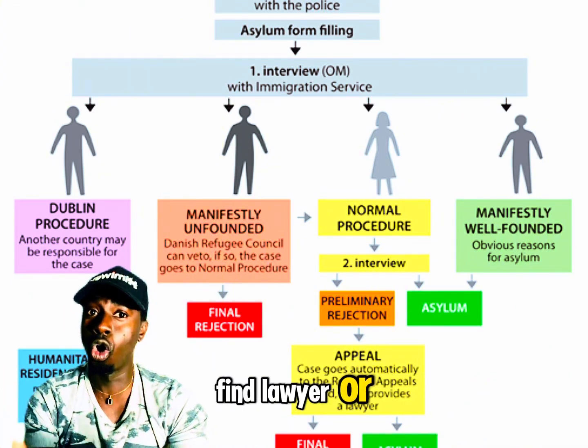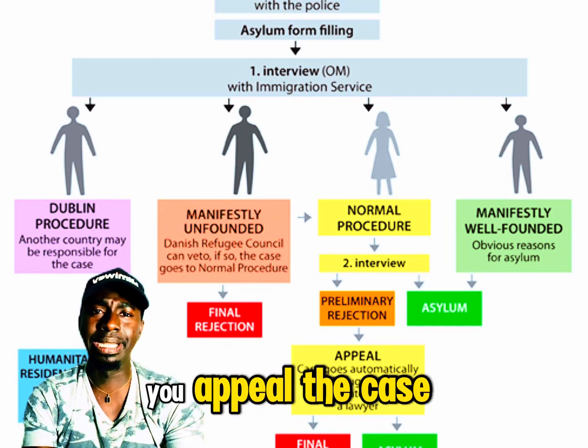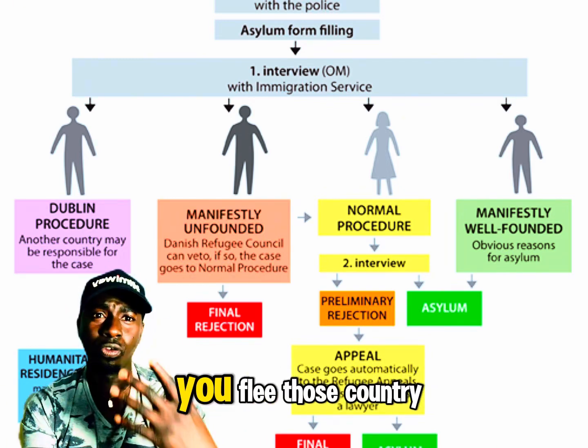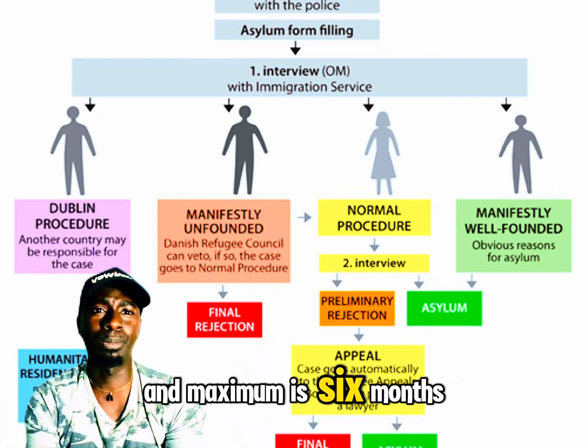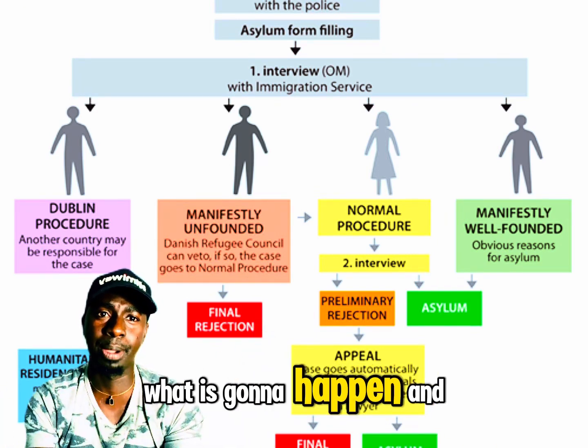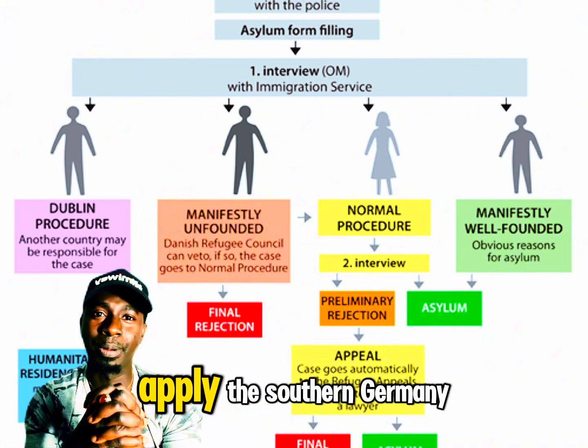Find a lawyer or appeal the case, because you have reasons why you fled those countries to be in Germany. And the maximum is 6 months for you to wait for what is going to happen. And then you can still apply for asylum in Germany.